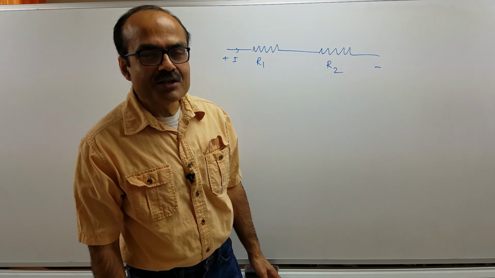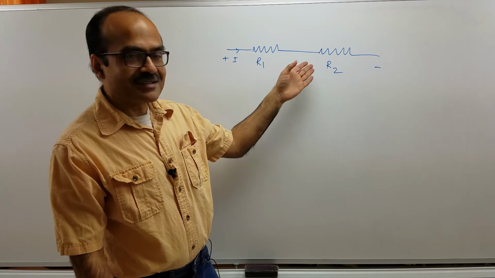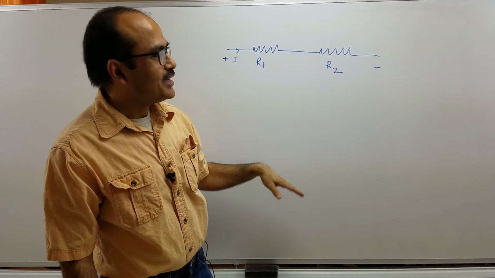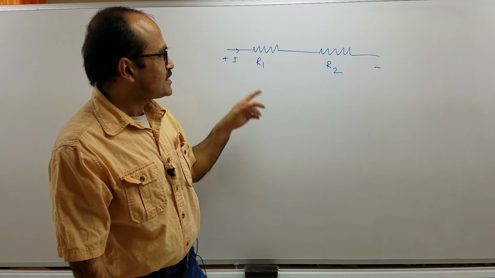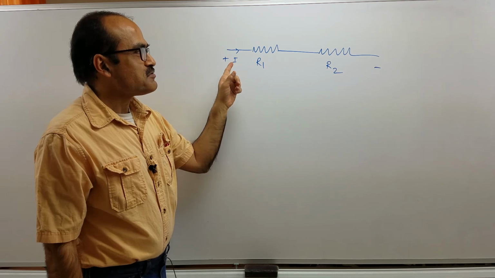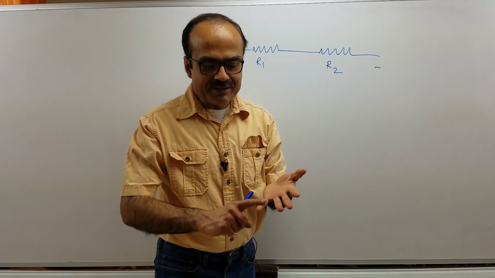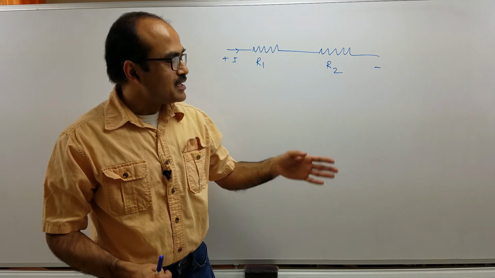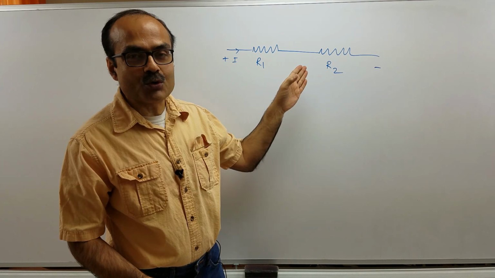In this session, we talk about resistors in series. If two resistors R1 and R2 are connected in series, then the same current I flows through both of them. So that is how we identify resistors in series, because the same current flows through all of them.